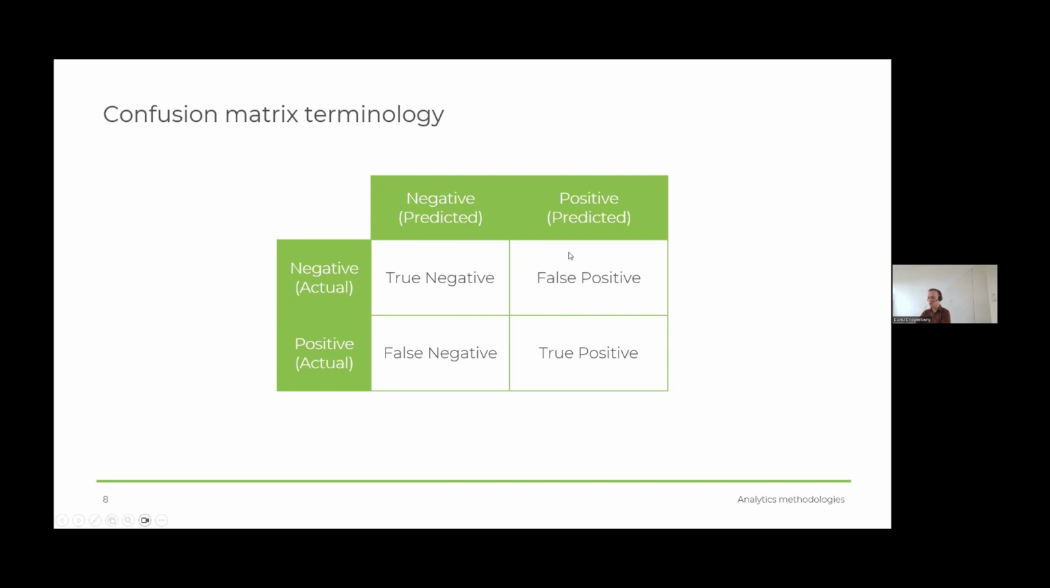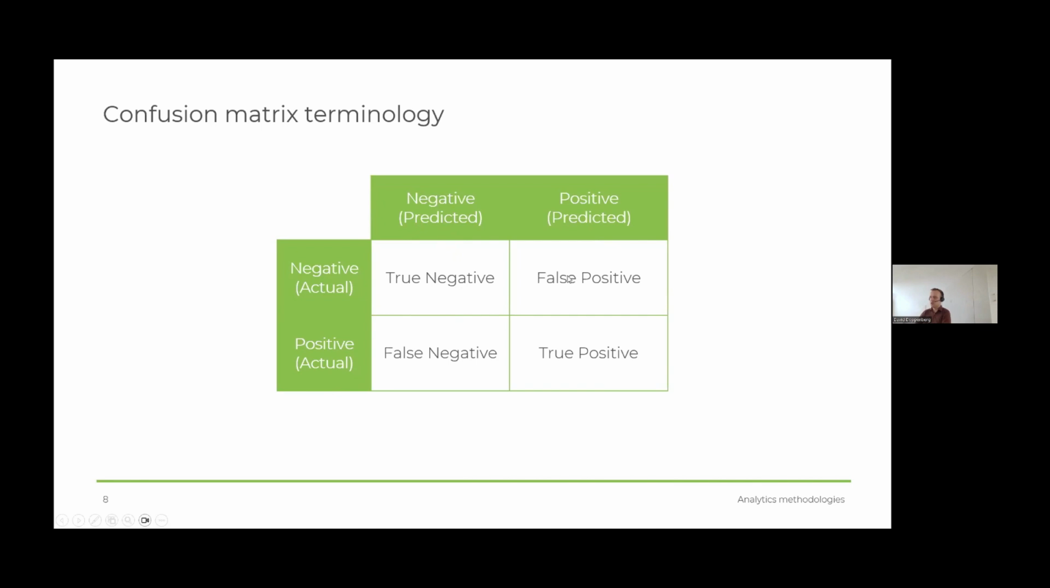Similarly, you have the case where you have a positive actual label and a positive predicted label, and we call that a true positive because of course we classified it correctly as a positive. Then when we have a positive actual label but a negative prediction, then of course we make a mistake because it should have been a positive, but it is a negative, and therefore we call it a false negative because it was falsely classified as a negative label.